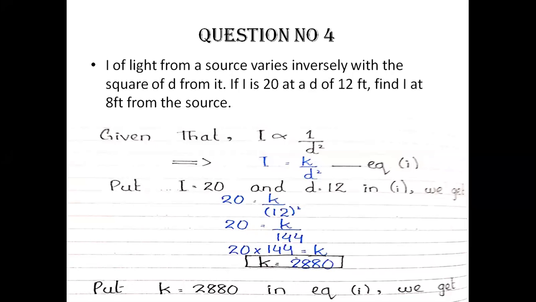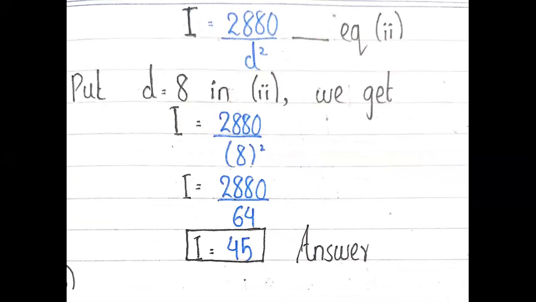So putting it in equation number 1, we get I is equal to the value of k, that is 2880 upon d square.